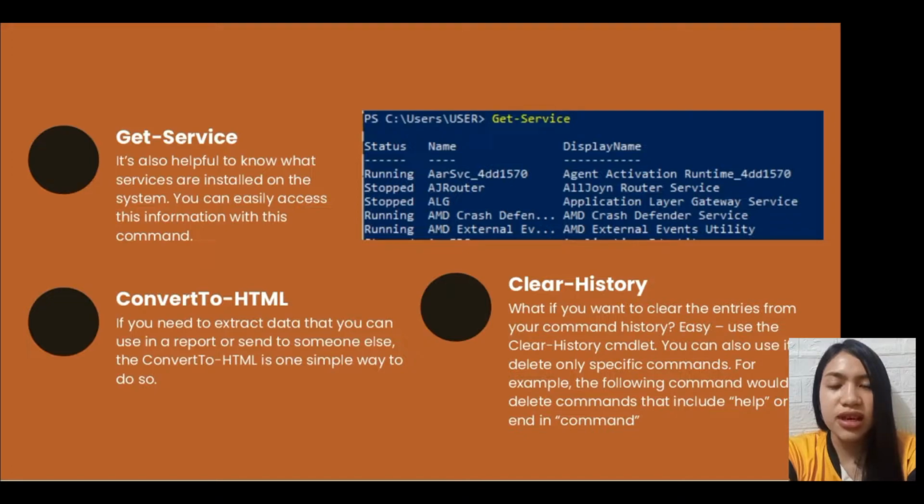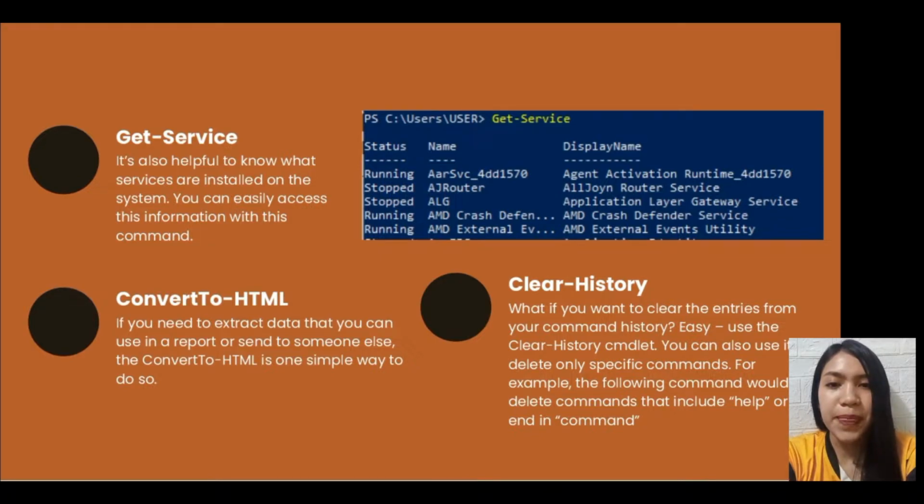Get-Service. It's also helpful to know what services are installed on the system. You can easily access this information with this command. Convert to HTML. If you need to extract data that you can use in a report or send to someone else, the ConvertTo-Html cmdlet is one simple way to do so.